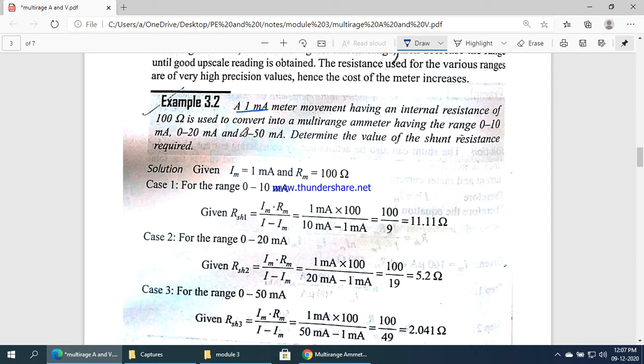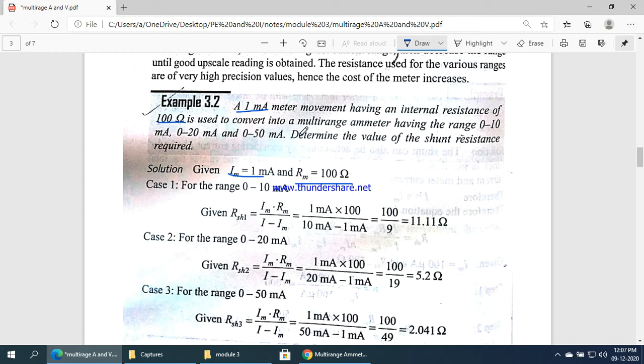D'Arsonval movement. A 1 milliamp meter movement having an internal resistance of 100 ohm. So Im is given, the Im value is given, that is 1 milliamp, and the internal resistance value is given, that is 100 ohm, is used to convert into a multi-range ammeter.